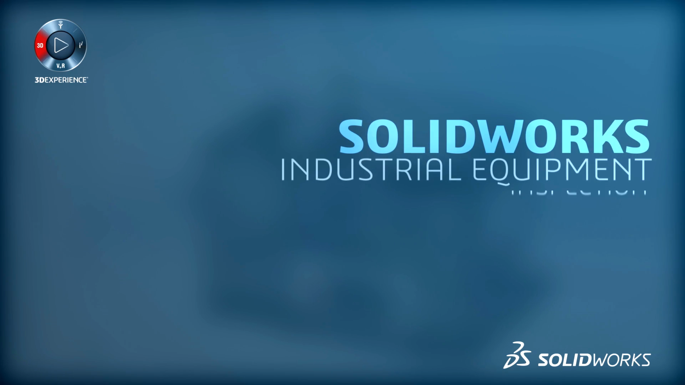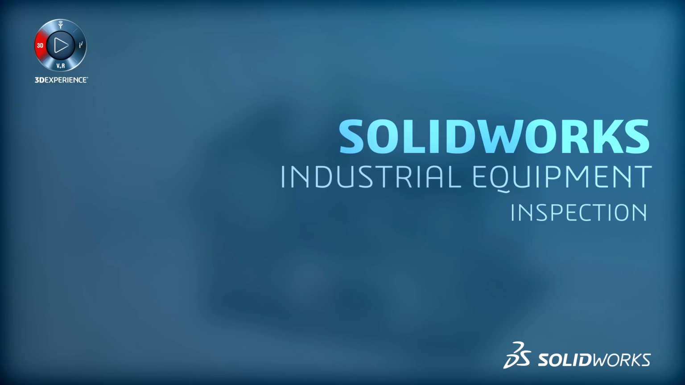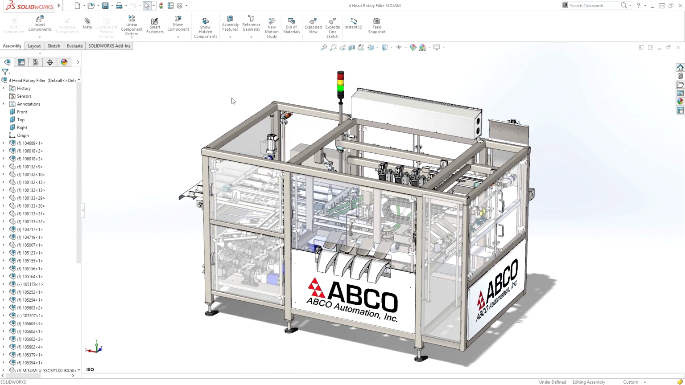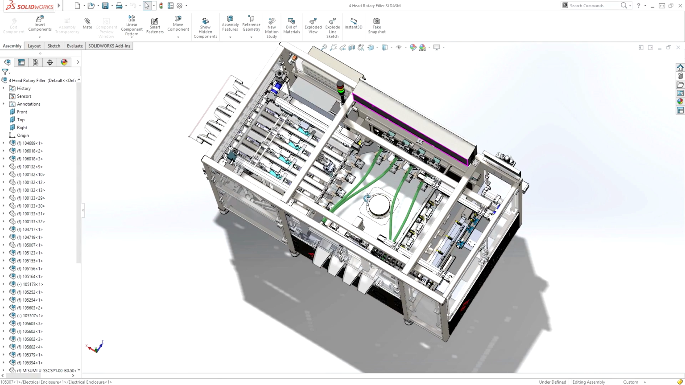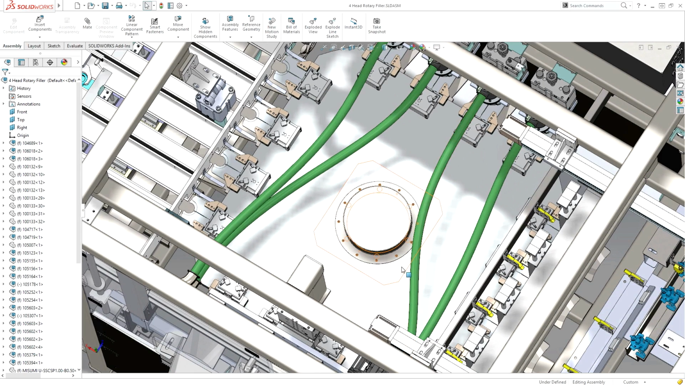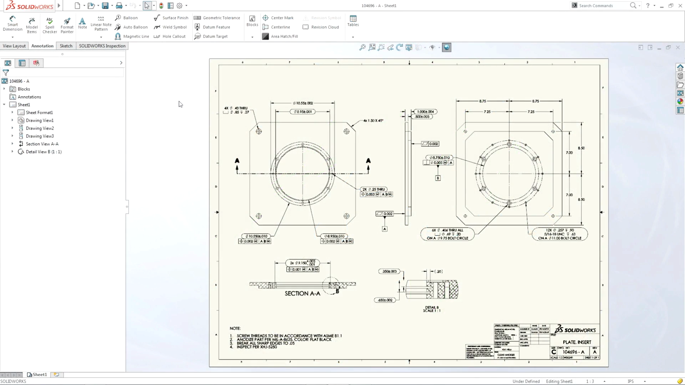Ensuring the highest quality possible is an essential business objective when designing industrial equipment. Failure to do so can incur higher rework costs, loss of revenue, and customer loyalty. SolidWorks Inspection dramatically reduces the time taken to produce inspection documentation by streamlining and automating the creation of ballooned inspection drawings and first article inspection reports.